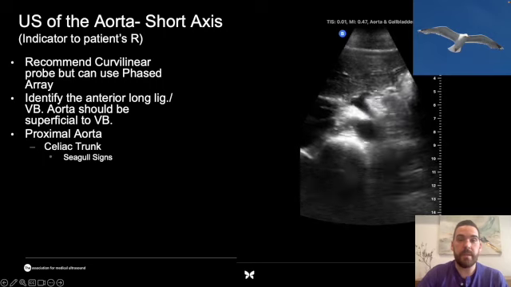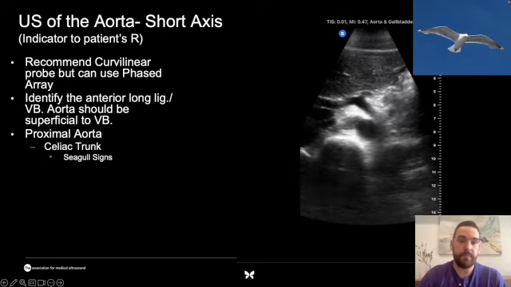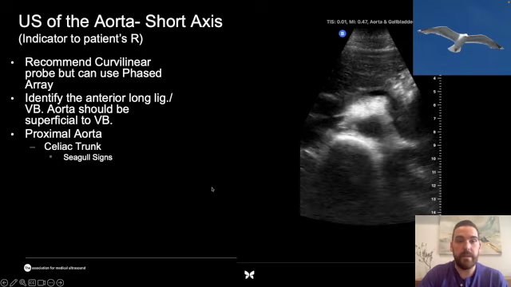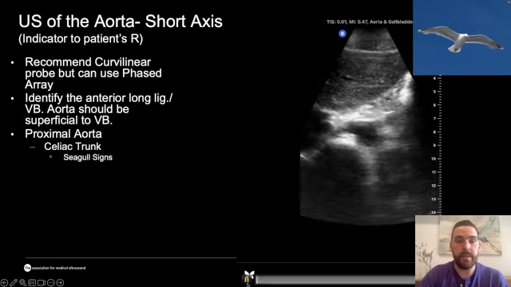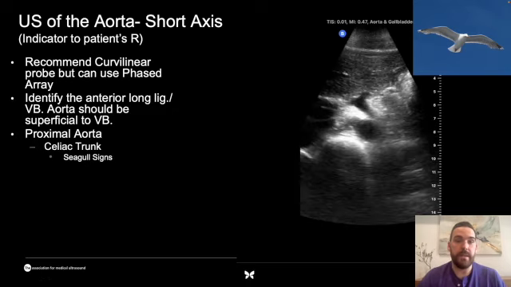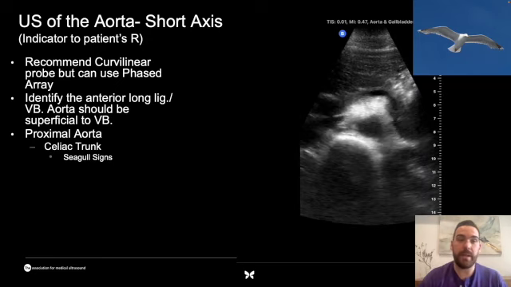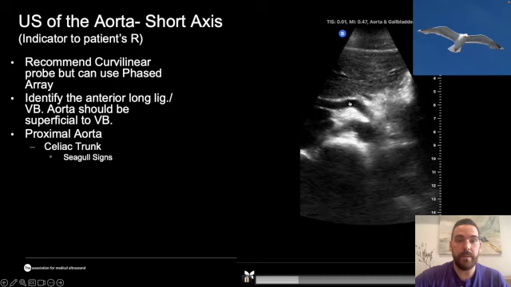In this video, you can see the vertebral body here, the anterior longitudinal ligament, and there's the aorta. Then we will play this again, and we'll see the celiac trunk coming off of the abdominal aorta and then branching into the hepatic and splenic arteries, which resembles that seagull sign that you'll see up here.